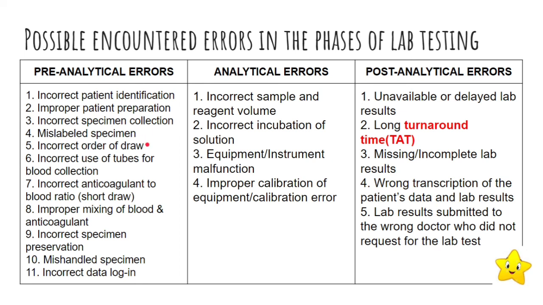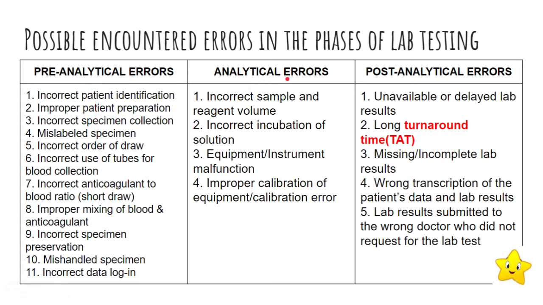Also, incorrect order of blood draw. This is something to do with the blood collection tube, which will be discussed later on in the following weeks. Incorrect use of tubes for blood collection. Incorrect anticoagulant to blood ratio or short draw, like kulang yung dugo na nakuha mo. Improper mixing of blood and anticoagulant in the blood collection tube. Incorrect specimen preservation. Mishandled specimen, and incorrect data logging. These are the possible encountered errors in the pre-analytical phase. Basta lahat ng errors na pwedeng mangyari before the testing, dito po yan.